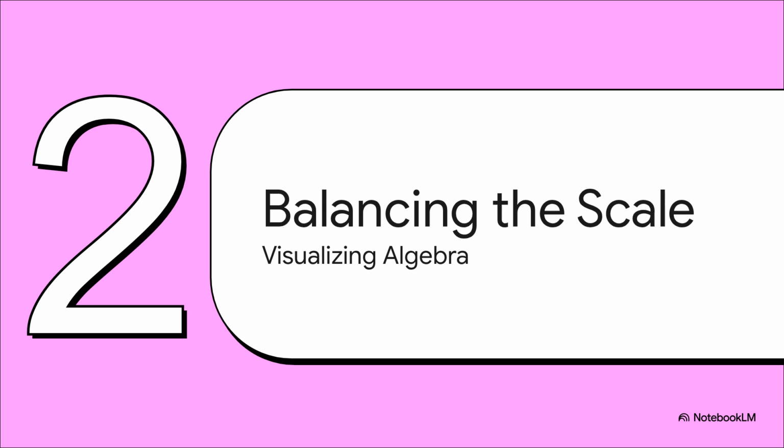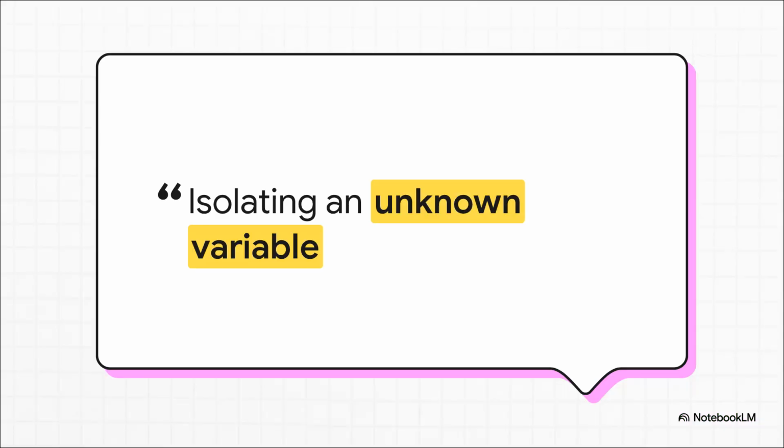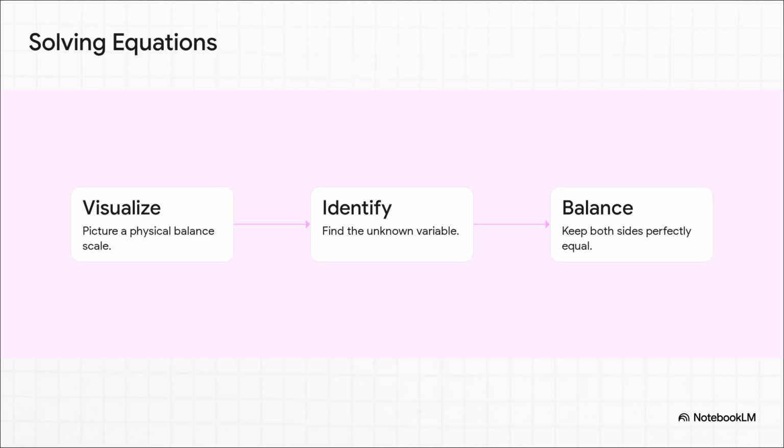Moving right along to Section 2, balancing the algebraic scale. We're transitioning from the physical 2D shapes of geometry into the seemingly invisible world of algebra. Time to make those abstract concepts visual. Isolating an unknown variable. I know, it sounds super intimidating, right? But while it is the core goal of solving linear equations, it's really just detective work. You have a mystery, and your mission is to strip away all the extra noise until that unknown stands completely alone. Let's move to this and see how this builds into a really helpful analogy.